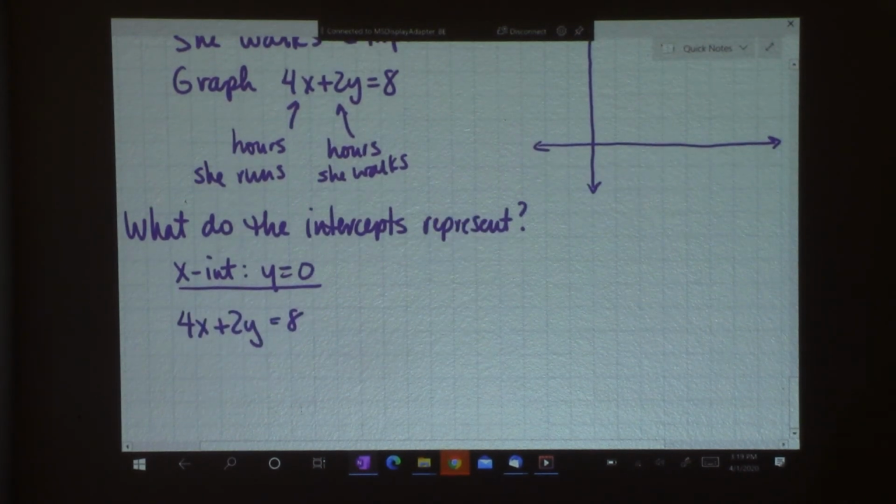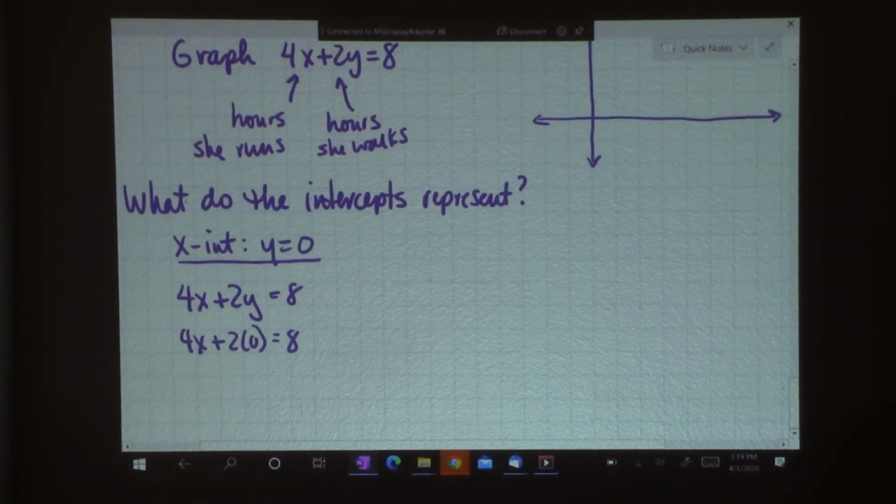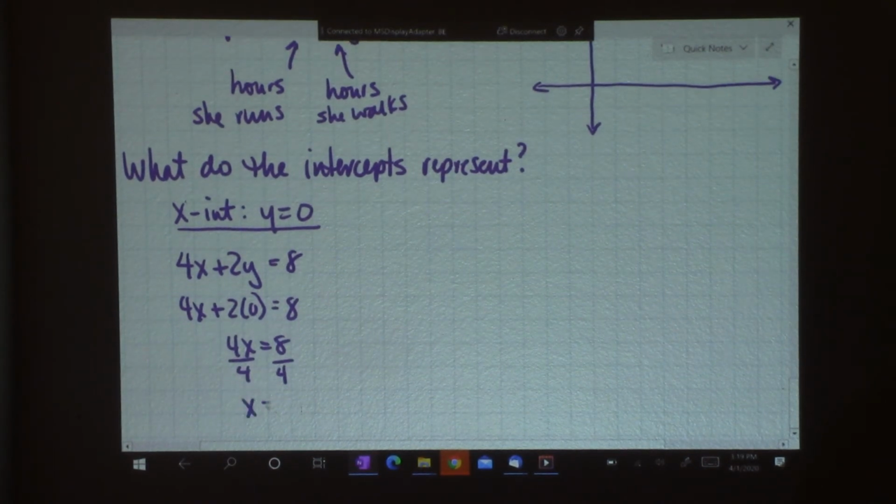I'm going to put 0 in for y. What happens to that term? It disappears. 2 times 0 is 0. So I have 4x equals 8. See how nice and easy that is? And I get x equals 2. So that's my first intercept.